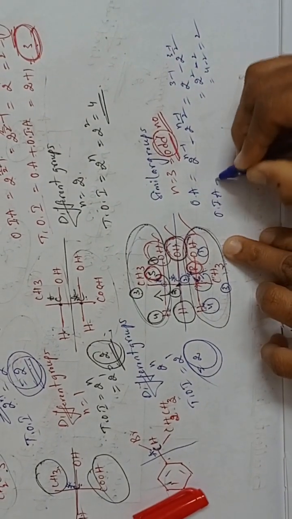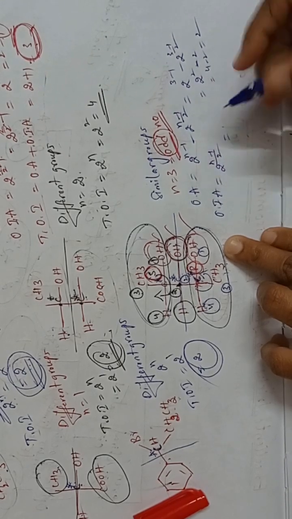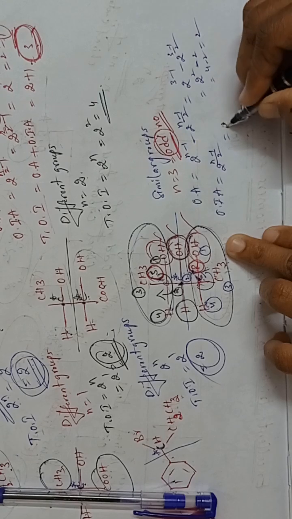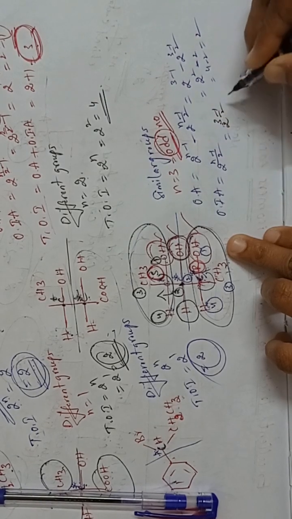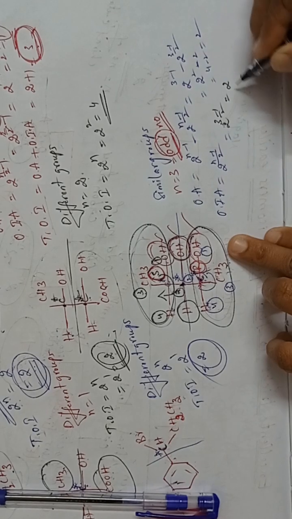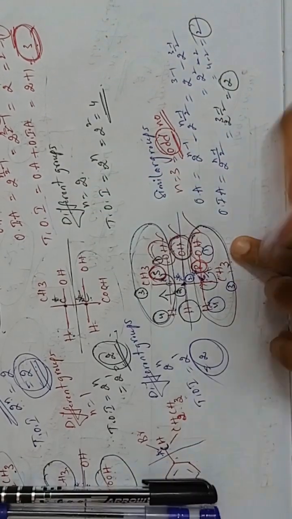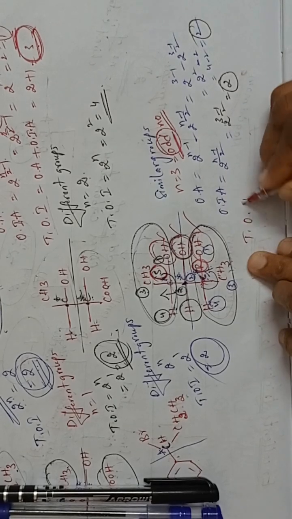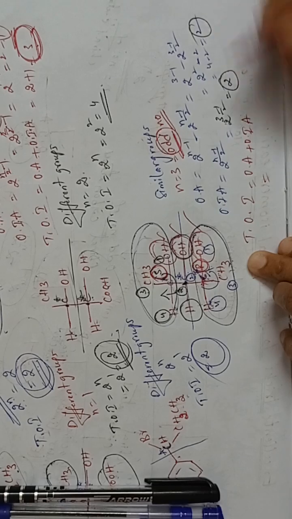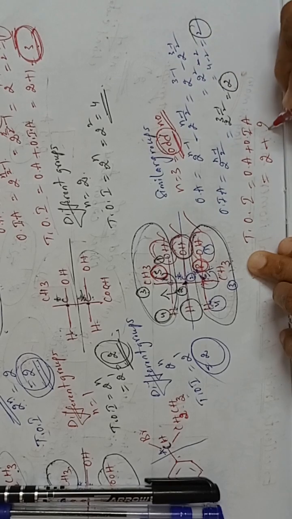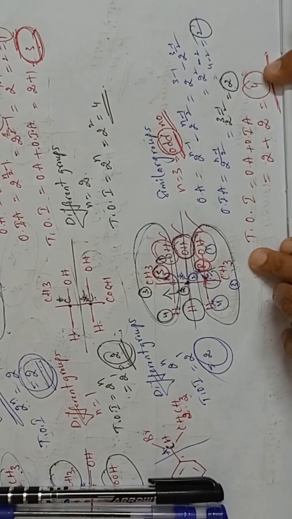Optically inactive, students, what is the formula? 2 power (n minus 1) by 2. Then what value will you get? n value is 3, then 3 minus 1 by 2, 2 power 2 by 2, that is 2 optically inactive isomers. Okay. Now what is the total number of optical isomers? Tell me. Optically active plus optically inactive isomers. Optically active 2, optically inactive also 2. Total 4. Total optical isomers 4.